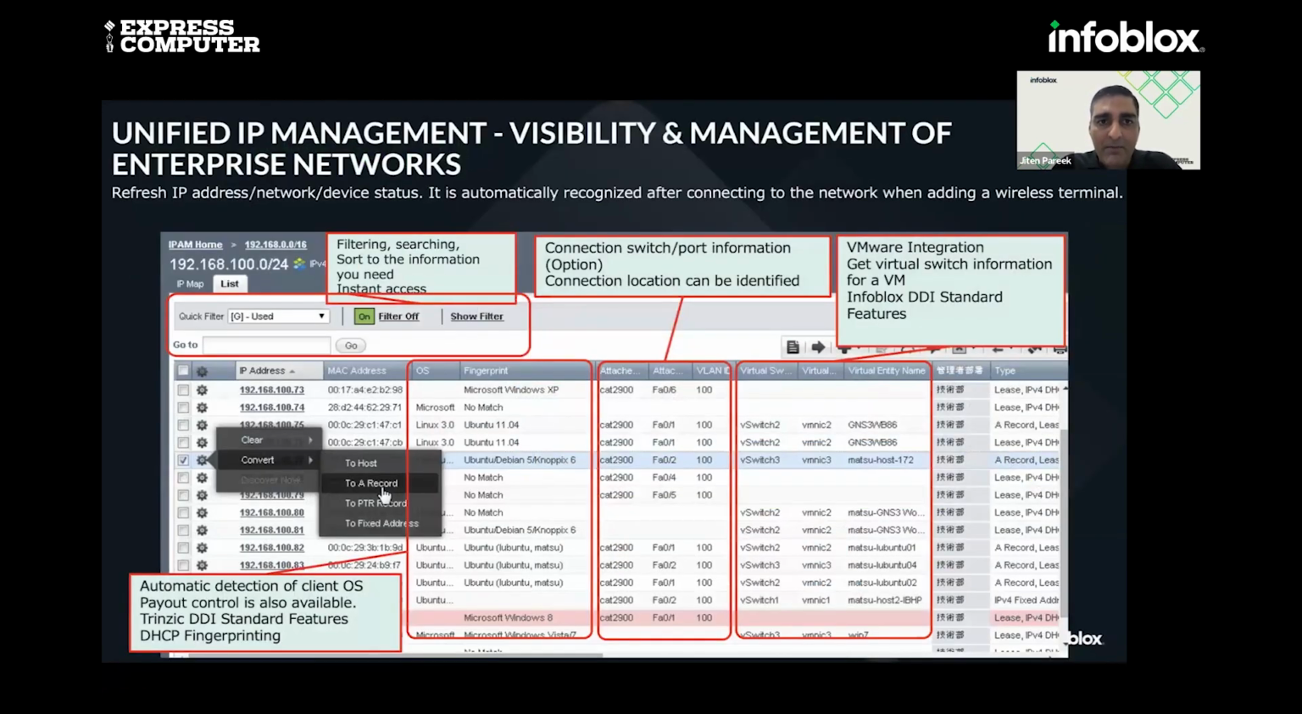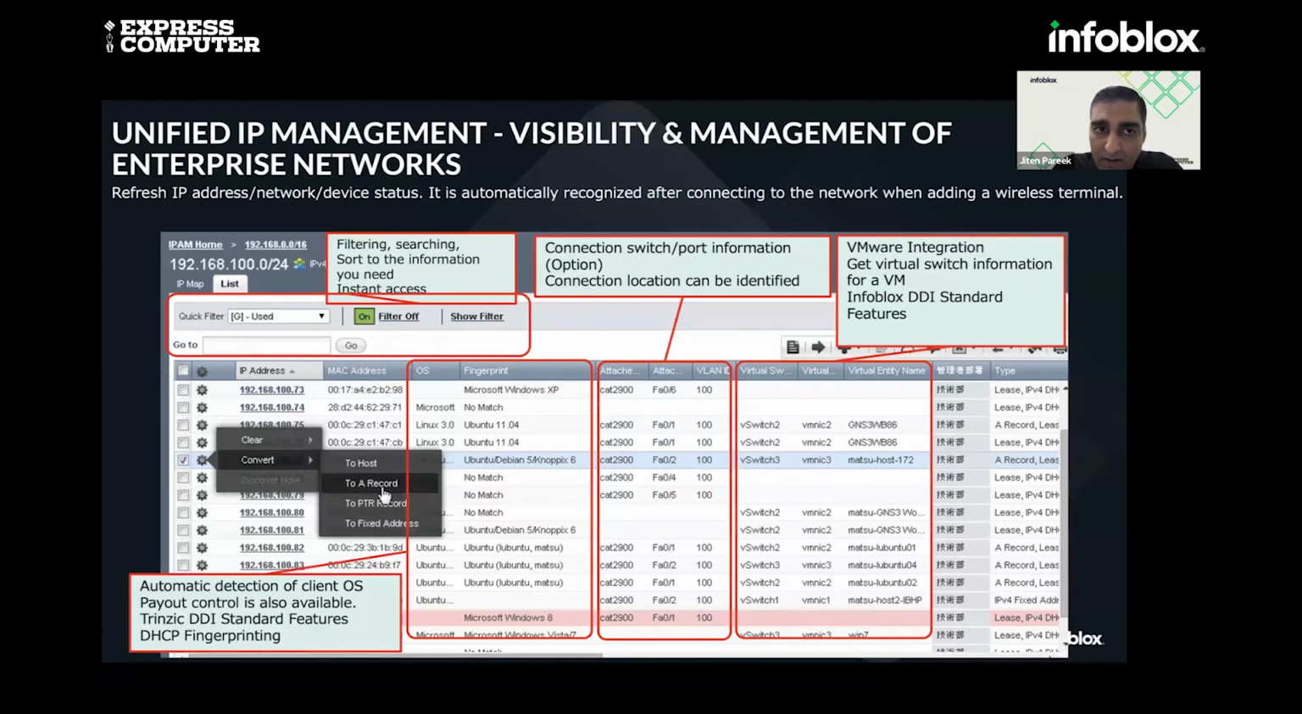The unified IP management visibility provides the IP address with a clear-cut indication of MAC, what operating system fingerprinting, where it has been connected, attached devices, ports, details, all minute details, and what kind of device it is. It is a lease IP, it is a DNS record, it is an IT or OT device. It will provide automatic detection of the usernames as well as the operating system.